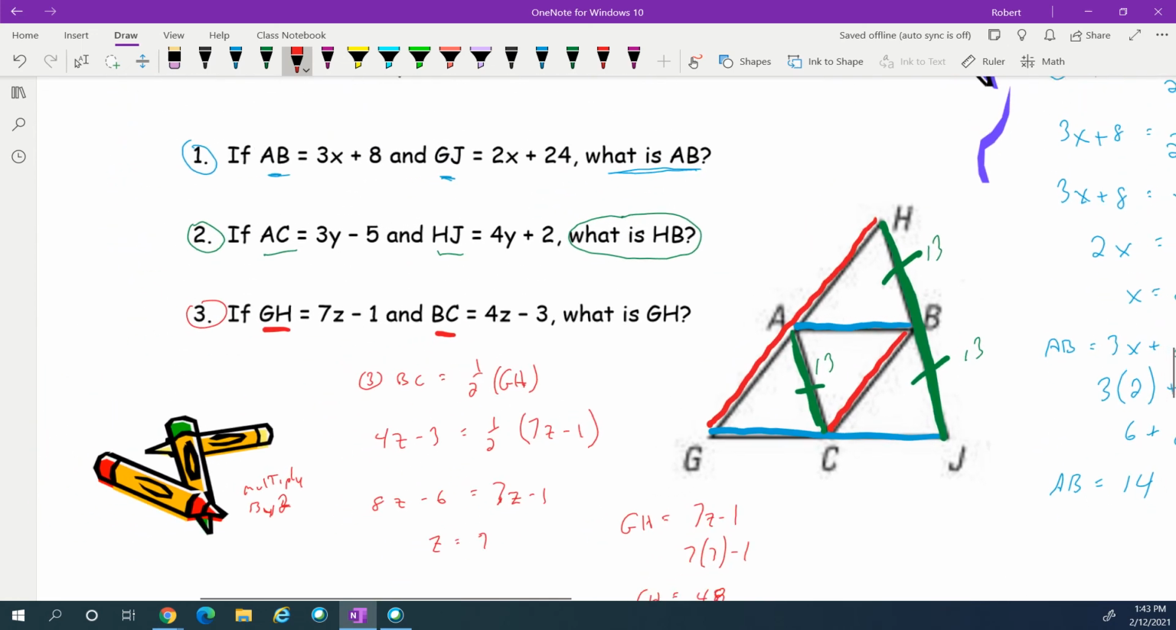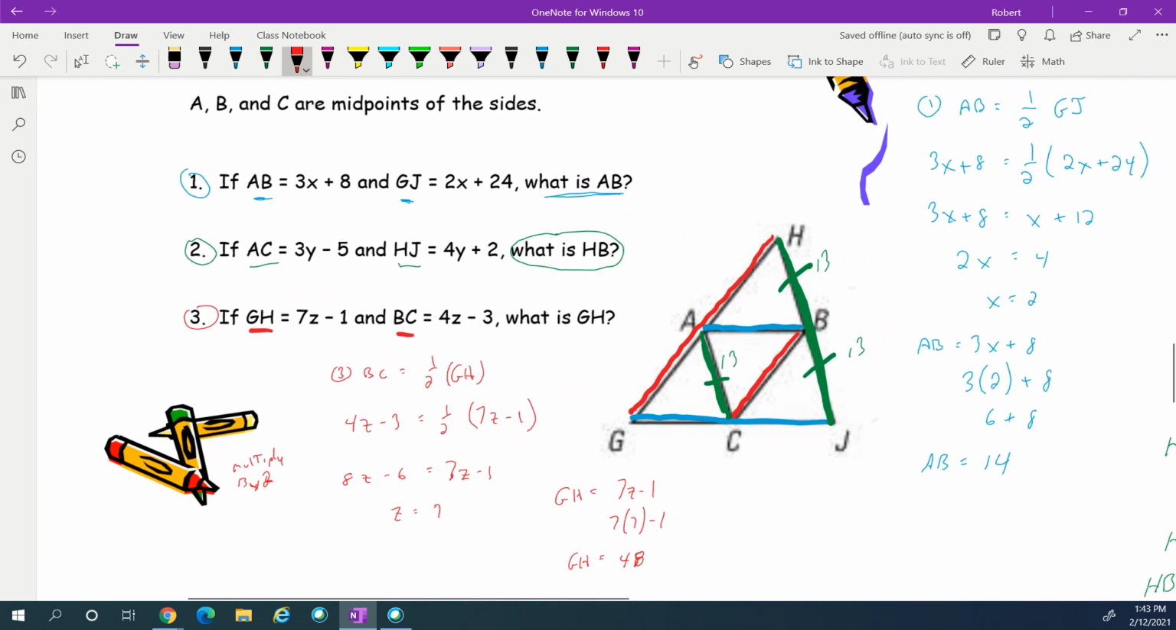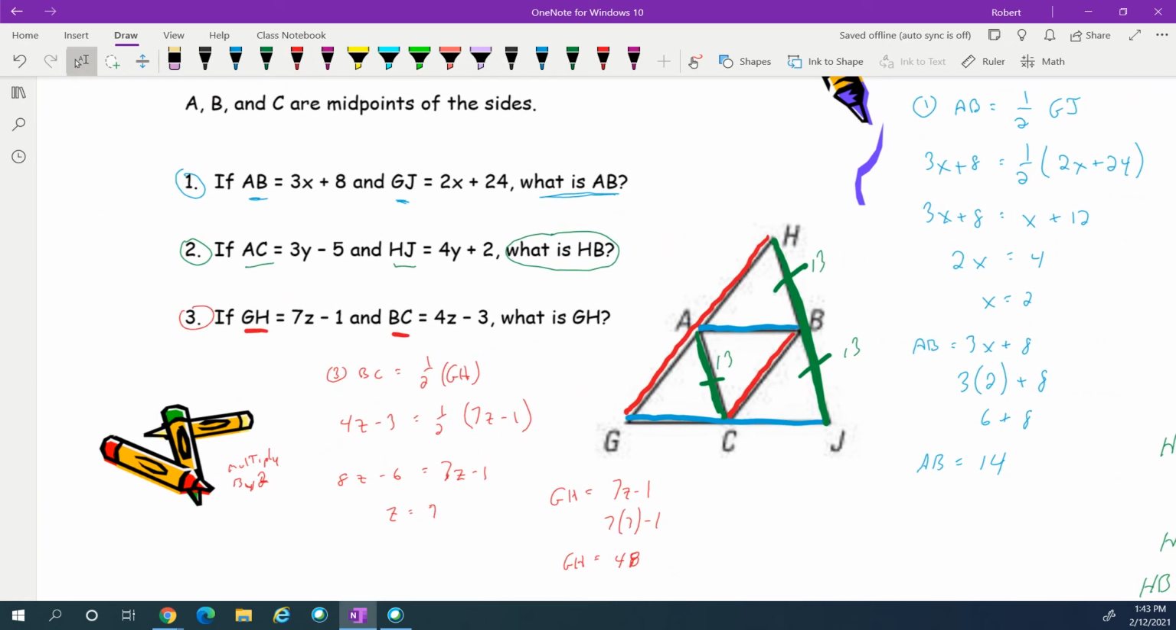Okay. So there we have mid-segments in triangles. Let's do some more practice and we'll come back for the next special segment. Remember, there's 5.